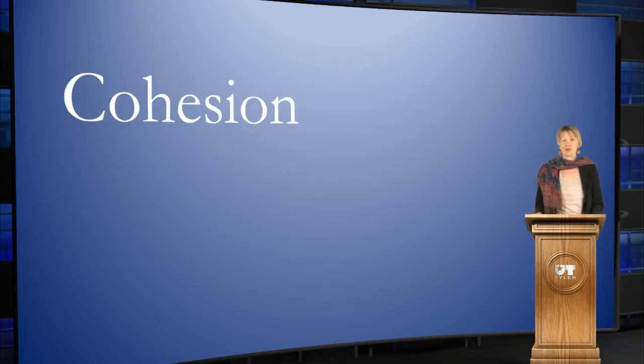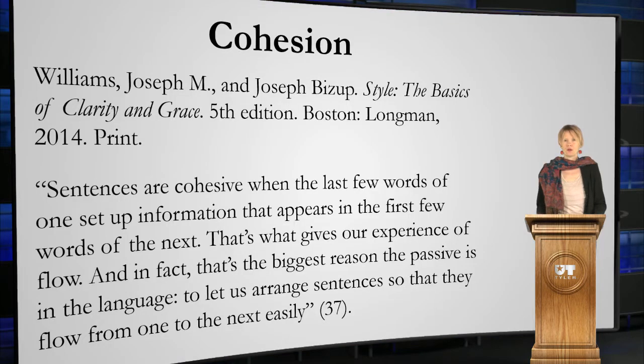So the first principle of writing that flows, we're going to call cohesion, and that means how the sentences, especially the boundaries, the beginnings and endings of sentences, fit together. I'm getting all this from a book that I love. It's called Style: The Basics of Clarity and Grace, by Joseph Williams, later edited by Joseph Bishop. Williams says, sentences are cohesive when the last few words of one set up the information that appears in the first few words of the next. That's what gives our experience of flow.